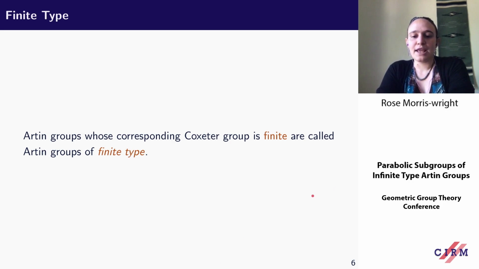Today we're going to be talking about a particular kind of Artin group. Artin groups whose corresponding Coxeter group is finite, that has a finite number of elements, are called finite type. All Artin groups always have an infinite number of elements, but sometimes they correspond to Coxeter groups that have a finite number of elements, and these are called finite type. And in the same way, if the Coxeter group has an infinite number of elements, then the Artin group is called infinite type.